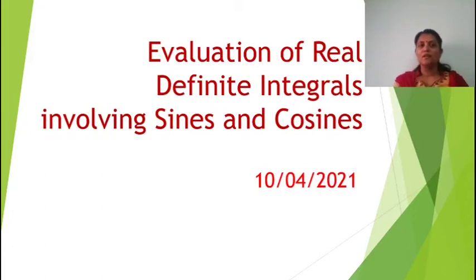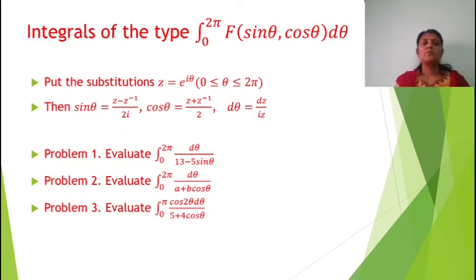Good afternoon all. We have learned about the concept of residues and about how to evaluate integrals using residues. Today we have the evaluation of real definite integrals involving sines and cosines using residues. The first type is integrals of the type integral 0 to 2 pi f of sin theta, cos theta d theta. In that type of problems, the substitution is to put z equal to e raised to i theta.